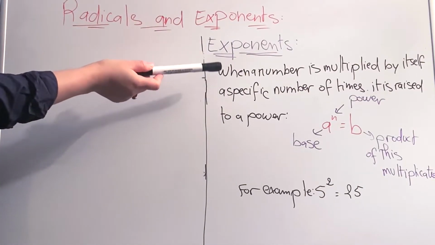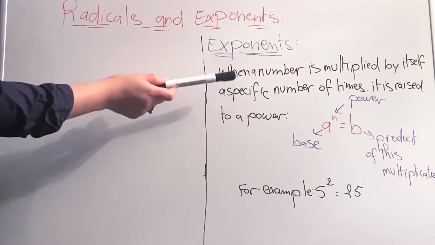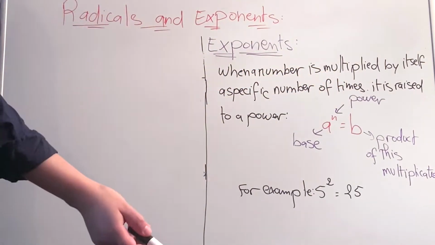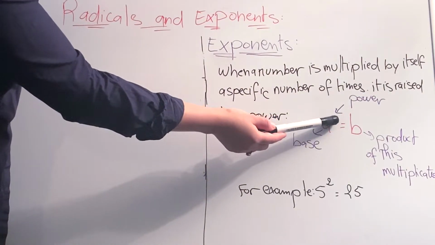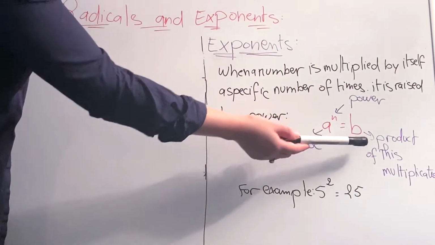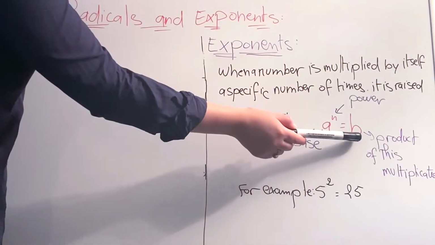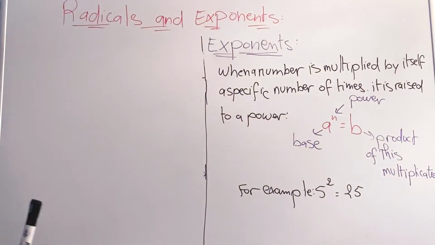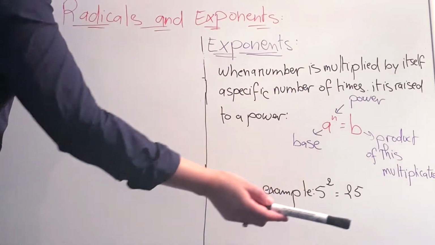Exponents. Exponents are used when a number is multiplied by itself a specific number of times, it is raised to a power. The way it's written is a to the power of n equals b, whereas a is the base, n is the power, and b is the product of the multiplication. 5 raised to the power of 2 equals 25.